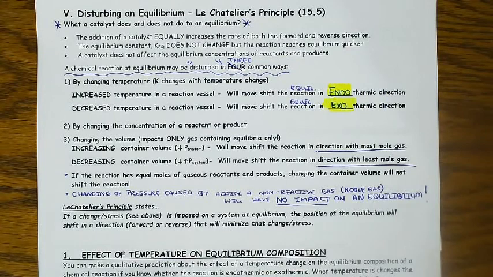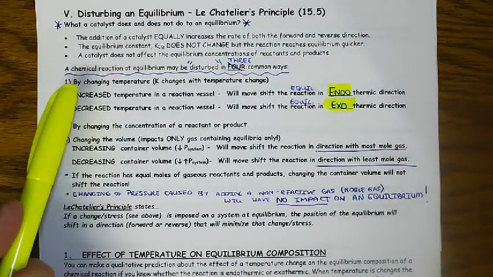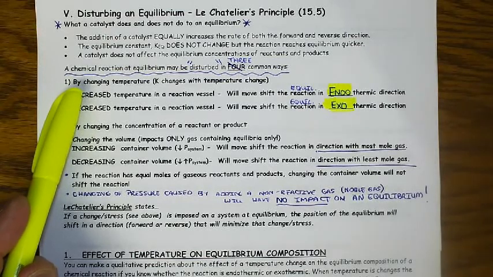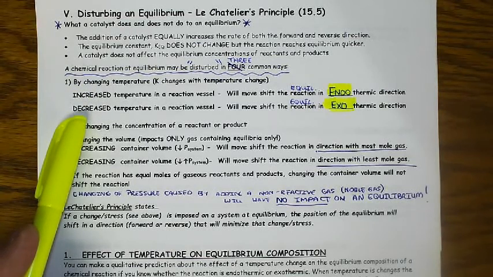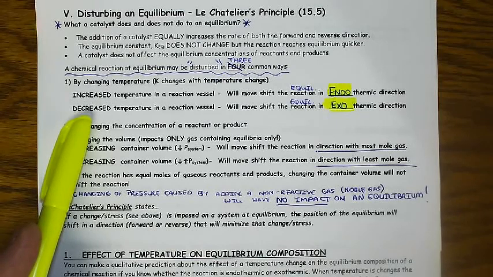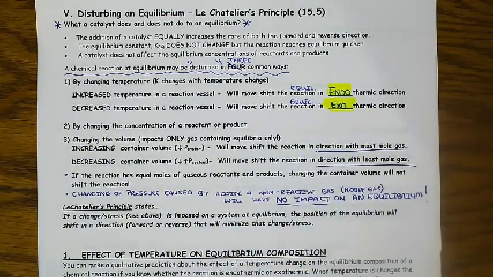So the key point here is, if you increase the temperature of an equilibrium reaction, the equilibrium reaction will respond by moving in the endothermic direction. If you decrease the temperature, which was done by removing heat from the system, the reaction will respond in a direction to replace that heat, or the exothermic direction.